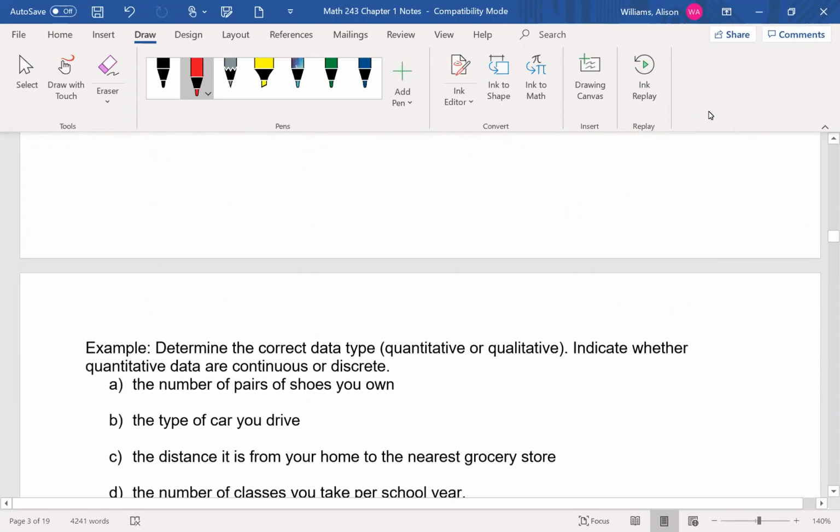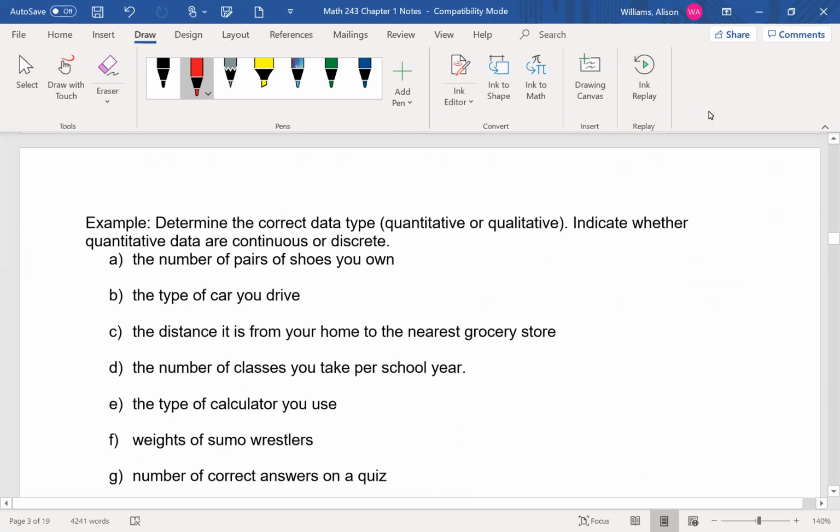Okay, so let's look at this next one. We're going to determine if the data is quantitative or qualitative, and then if it is quantitative, whether it's continuous or discrete. Okay, so the number of pairs of shoes you own. So this would be a counting thing. So that's quantitative, and it would be discrete because, well, I guess if your dog ate half of your shoe, maybe you could say it's partially disappeared, but nobody sells half shoes or anything like that. So quantitative, discrete. All right.